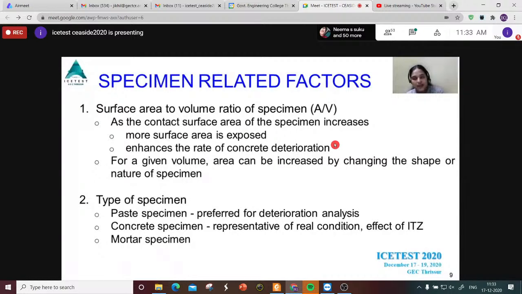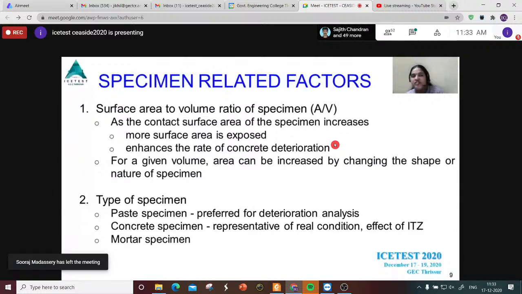Also, in chemical analysis, usually aggregate complicates the process. So we need to extract the aggregates before doing the analysis. But if we are using a paste specimen, it can be avoided. Also, for microstructural characterization, the peaks of siliceous aggregates are generally very much higher in density than that of the cementitious matrix. So the results obtained can be misinterpreted easily. That can also be avoided.